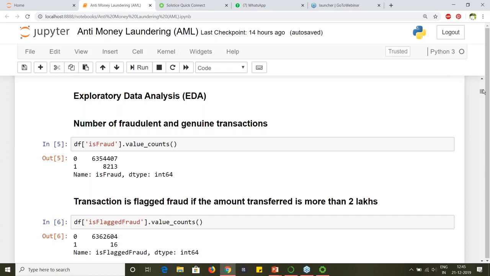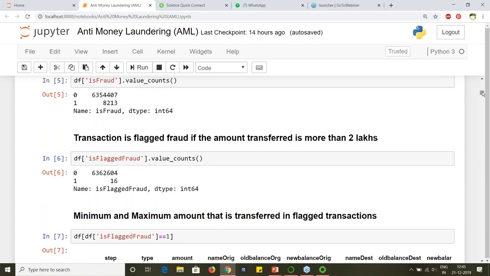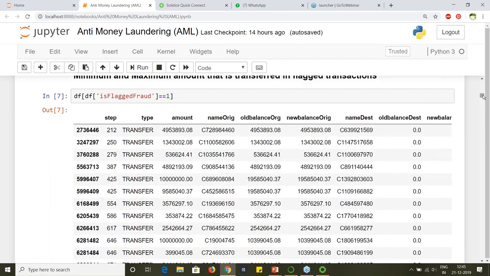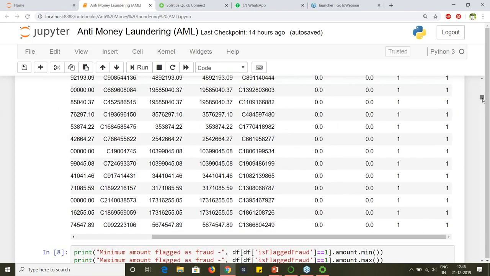So how many is flag fraud is fraud? No, all is flag fraud is fraud because only 16 are there. Okay, but did you do analysis on 27 lakhs or 65 lakhs? 27 lakhs, that's right. Out of 8,213 fraud cases, only 16 are flagged fraud? Yeah, you can say that. I mean, that means around 8,200 frauds are not detected. Yeah, that's what you mean.